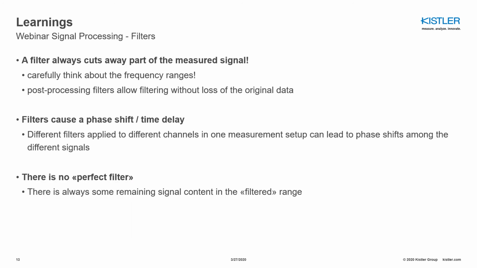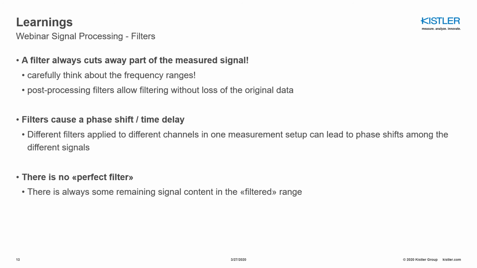What are the main learnings of this webinar? A filter always cuts away part of the measured signal. So it is crucial that you always carefully think about which frequency ranges you are interested in and which frequency ranges you want to get rid of. Maybe if you are not so sure about where to set your cutoff frequency, a great tool is always a software processing tool where you can play around with different filter options without losing your original data.